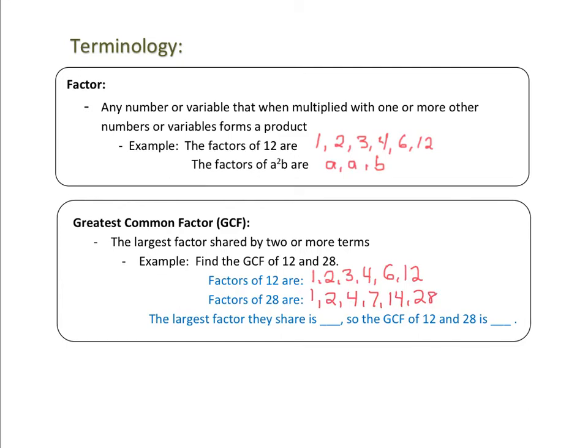So if we look at the factors that they share in common, we see that they have a 1 in common, a 2 in common, a 4 in common, and that's it. So when we're trying to identify the greatest common factor, we're looking for the biggest factor that they share in common, which in this case is 4. So the greatest common factor of 12 and 28 is 4.